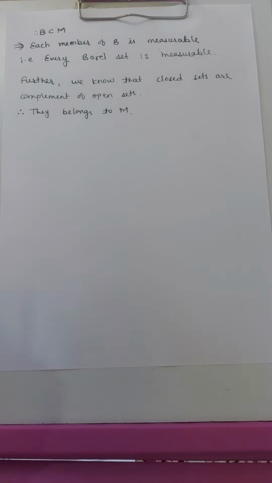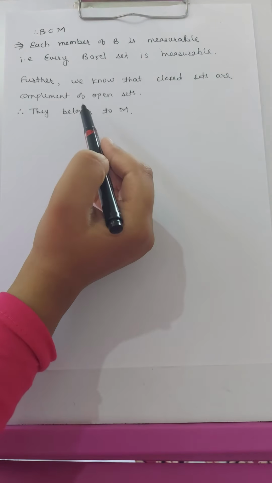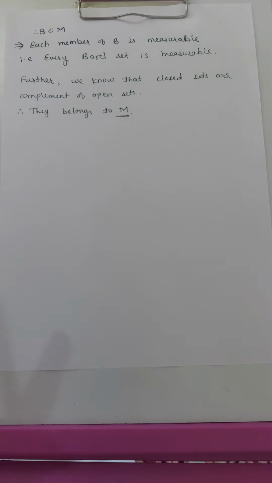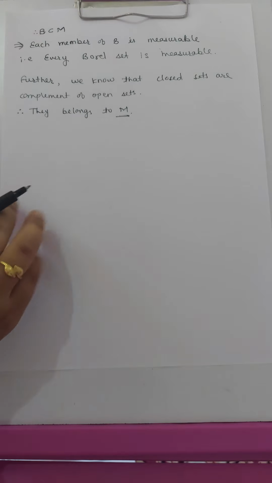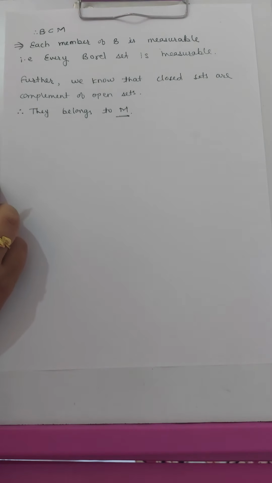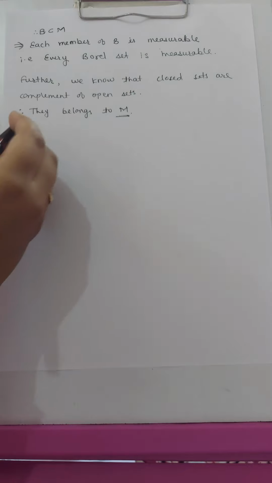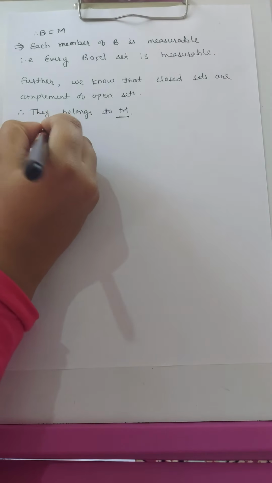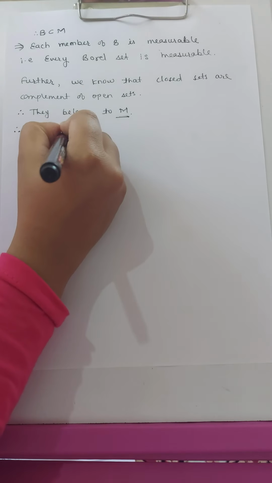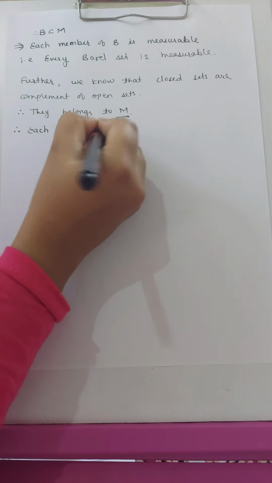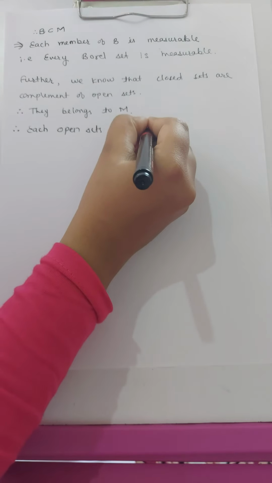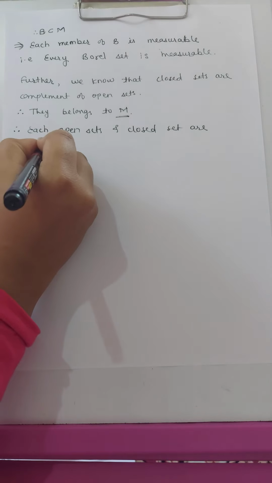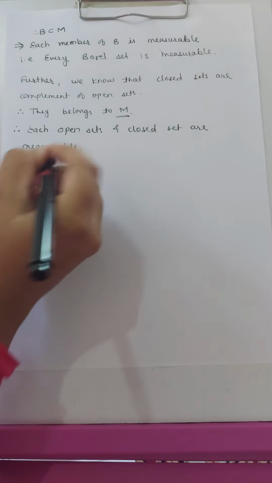Open sets belong to M, we have proved it, and closed sets are complement of open sets, and also M is the sigma algebra, therefore complement of all open sets will also belong to the family of measurable sets. Therefore closed sets belong to M. Therefore this implies that each open set and closed set is measurable, and hence the theorem is proved.